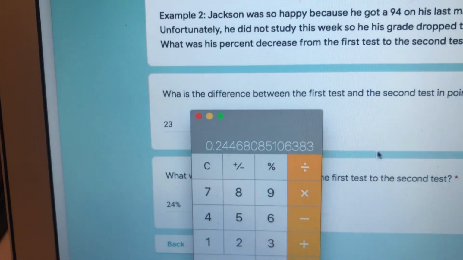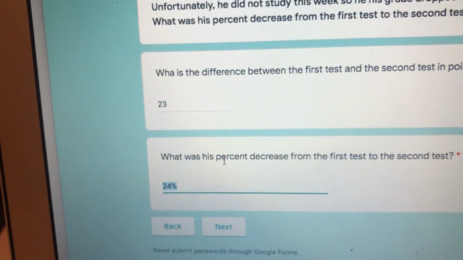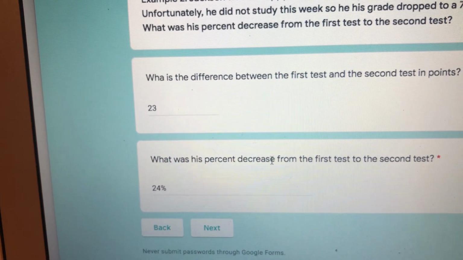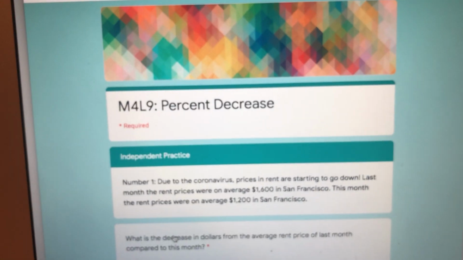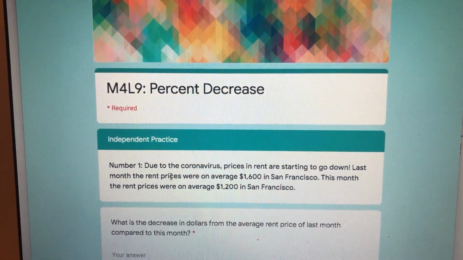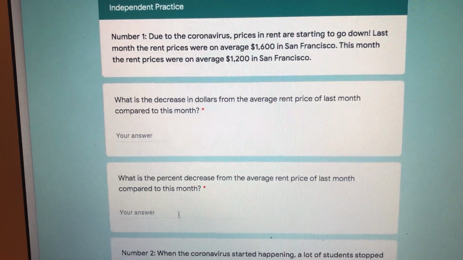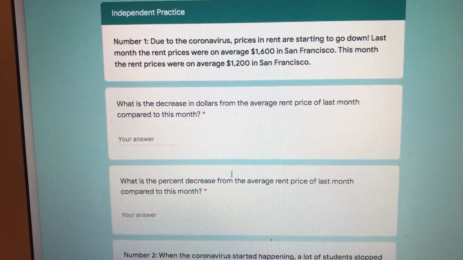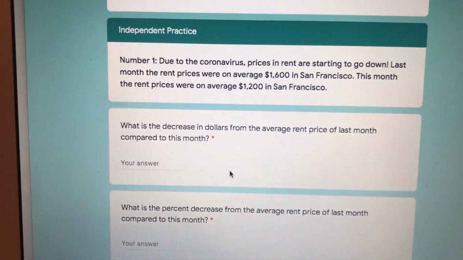Now remember, on the independent practice, you must write percent. Let's not forget our units because this is asking you for the percent decrease. You are going to hit next. And now you got the independent practice. So again, what I told you is please remember to type in your percent. Do not forget to send me your notes. Good luck on the independent practice.